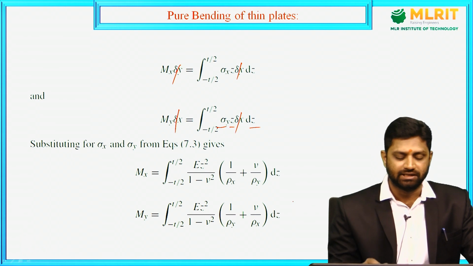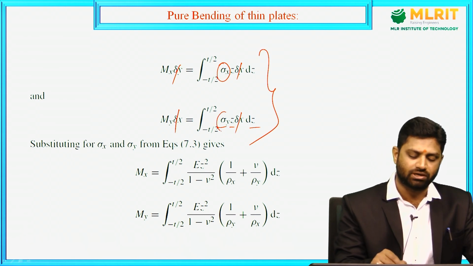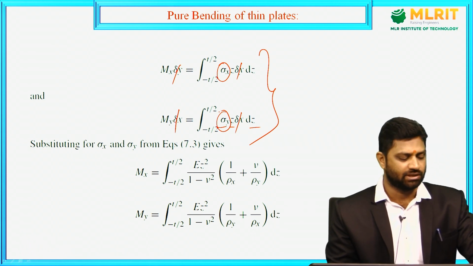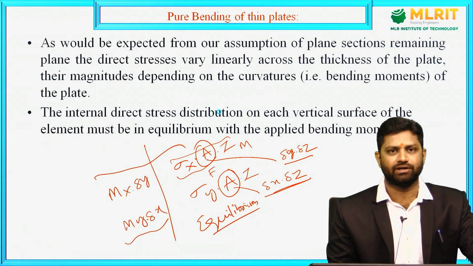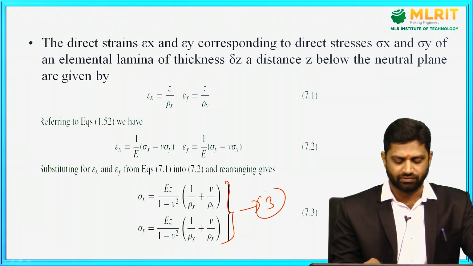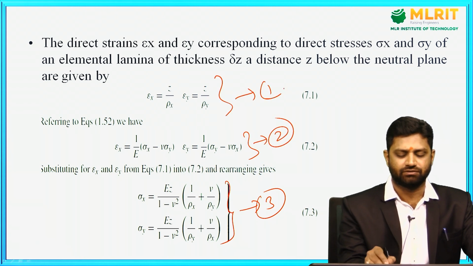Now in these two equations, we are going to substitute for sigma x and sigma y from the previous third equation. What are sigma x and sigma y? When you go back and see, sigma x and sigma y are these two equations. So we consider this as the third equation, this as the second equation, and this as the first equation, right?